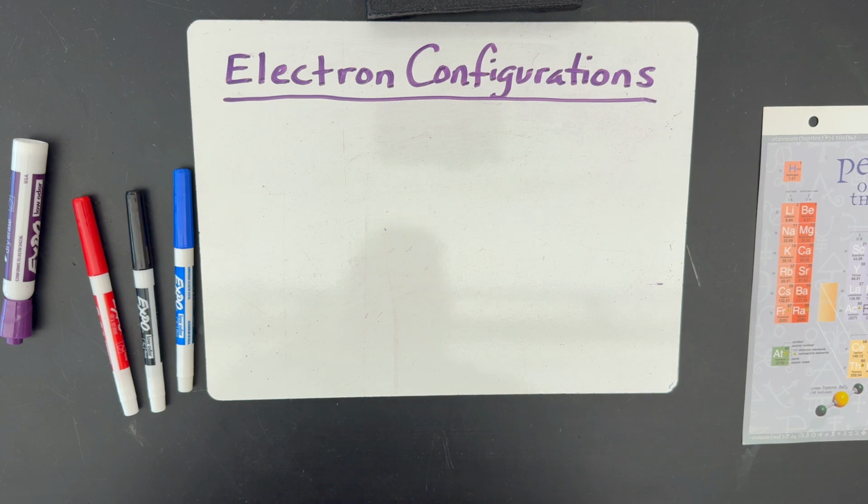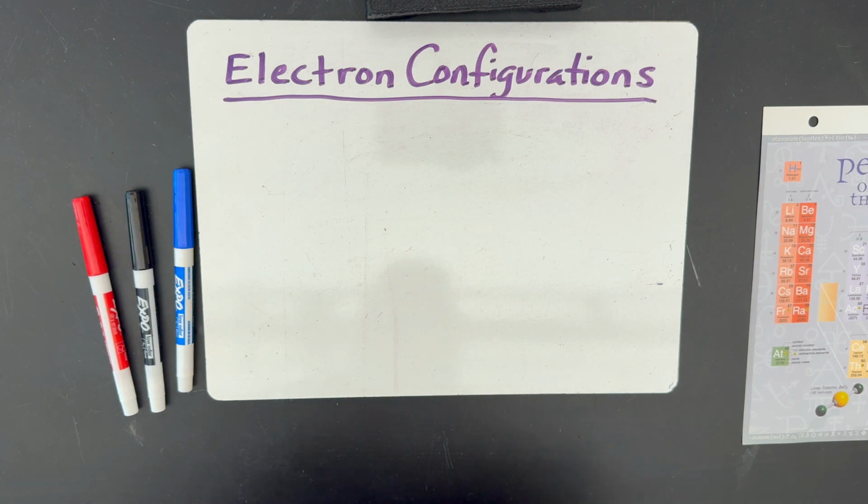Today we're going to talk about electron configurations. Electron configurations are when you explain where each and every electron is around an atom. There are two ways to do this. I prefer the second way, but I'm going to show you the little shortcut that some people use, and it looks like this.